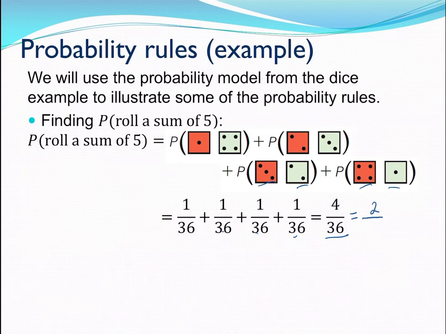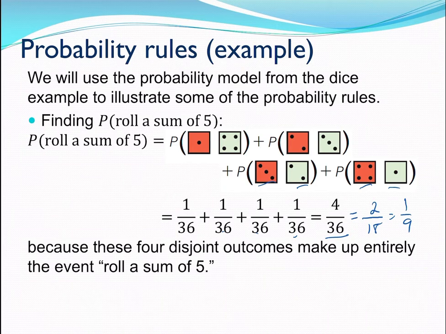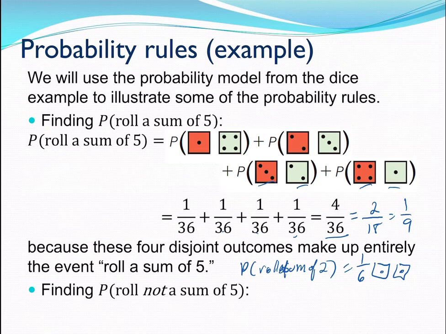That would make sense, right, for me to do that. 1/9. And this is because these 4 disjoint outcomes make up the entirety of the event roll a sum of 5, right? If I wanted the probability of rolling a sum of 2, there's only one possible way that could happen, right? And that's with snake eyes. They call it snake eyes when you get 2 ones.